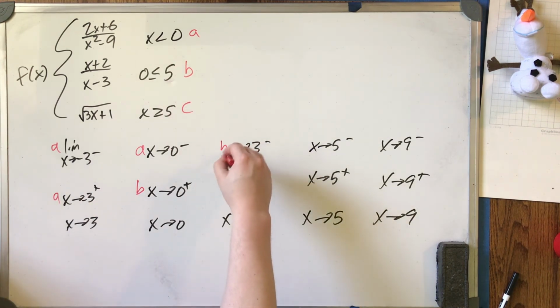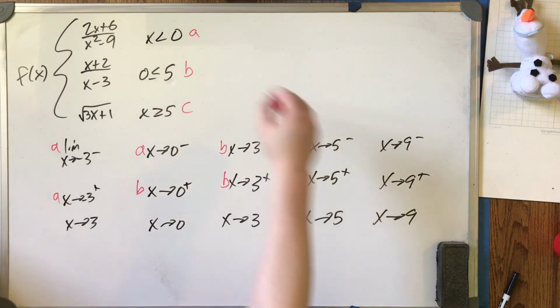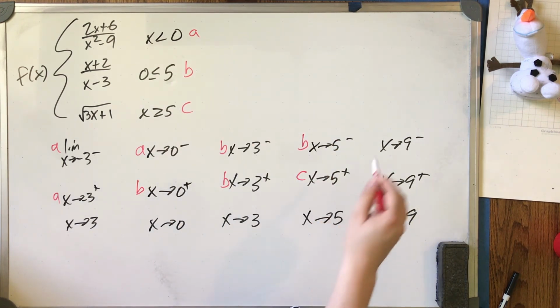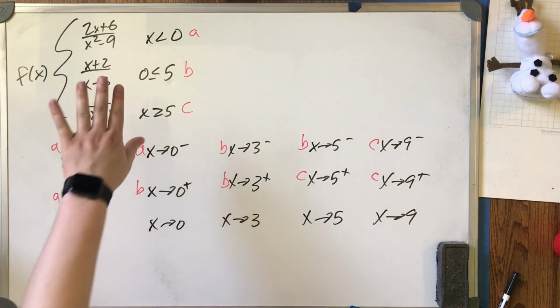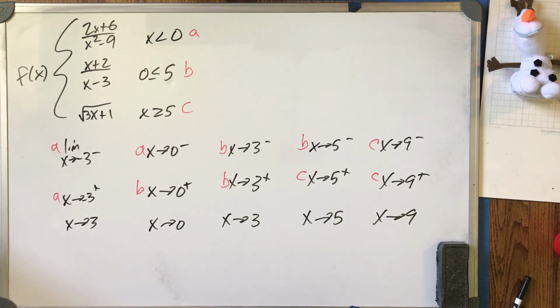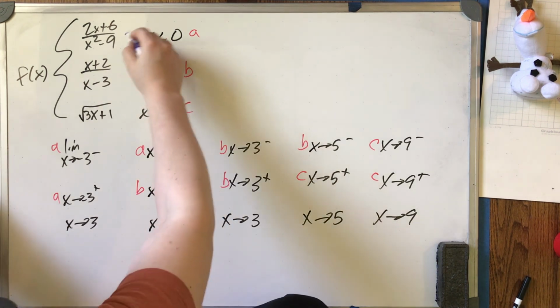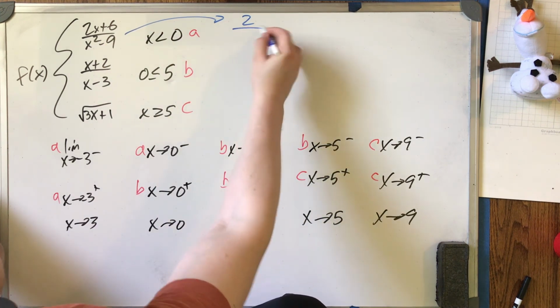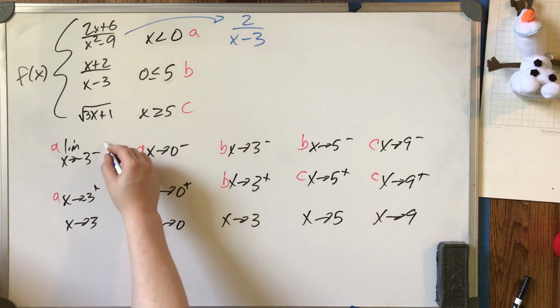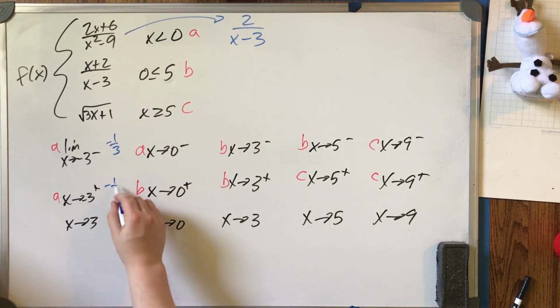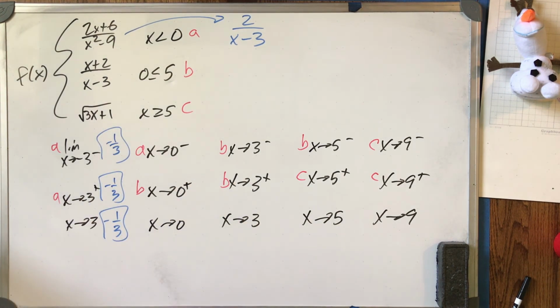3 is firmly in B, so I'll have B and B. 5 from the left is in B, but from the right is in C. 9 is firmly in C. So now that I've done this, I just have to pay attention to which one of the 3 different equations I'm looking at. So first thing I'm going to do for A is this can be factored and simplified. It simplifies down to 2 over x minus 3. So I'm going to first see, can I direct substitute? If I plug in negative 3 into that equation, I will get 2 over negative 6, which is negative 1/3. And since direct substitution worked, that's the answer for all 3 of these then. I'm not going to box them anymore.